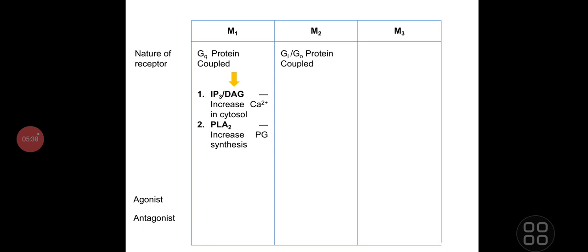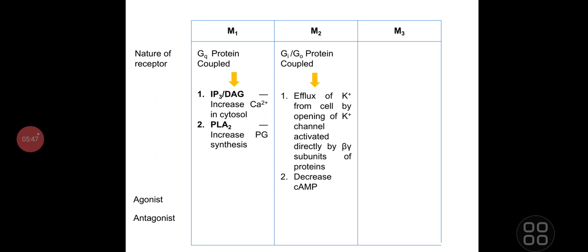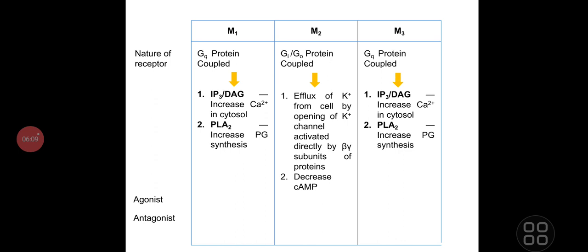And M2, it has a GI or GO protein coupled receptors, means it's a GPCR having a GI coupling unit, and which directly affect on the potassium and the calcium channels without activating cAMP or without generating IP3 DAG, and it also decreases cAMP. In M3, it is same as M1 having a GQ protein coupled receptors, and it functions through IP3 DAG and a PLA2 pathway.